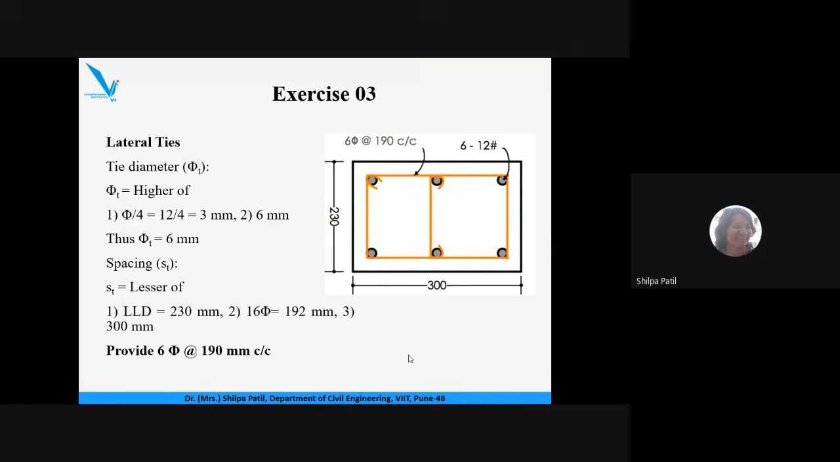Whatever I am explaining is only for one type of column, that is the axially loaded column. How to design the columns which are subjected to axial load along with moment, that we have not yet started.